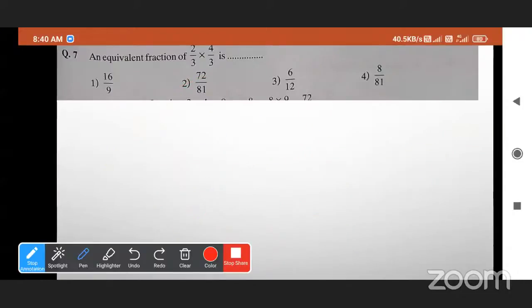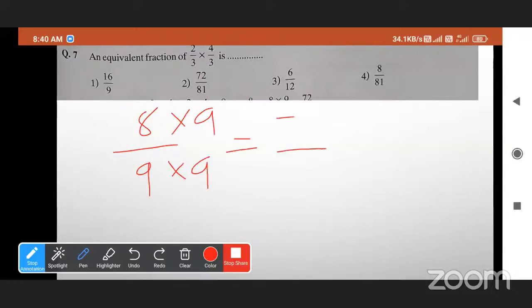There is another method also. 8 upon 9 comes. So if we multiply it by 9, we will get 72 upon 81. So the second one is the correct answer. Good.